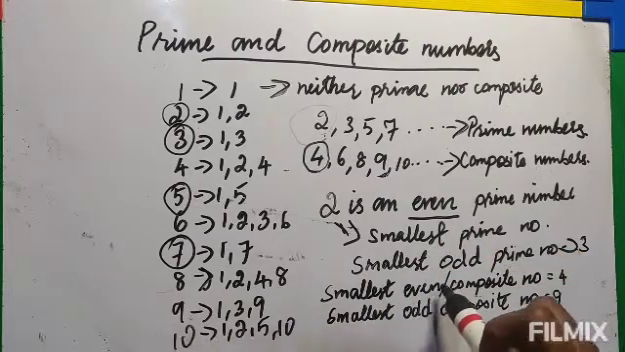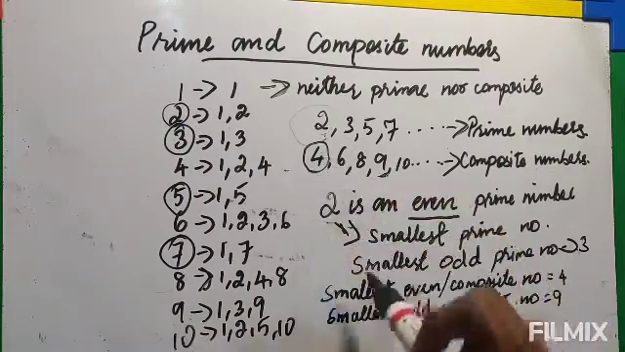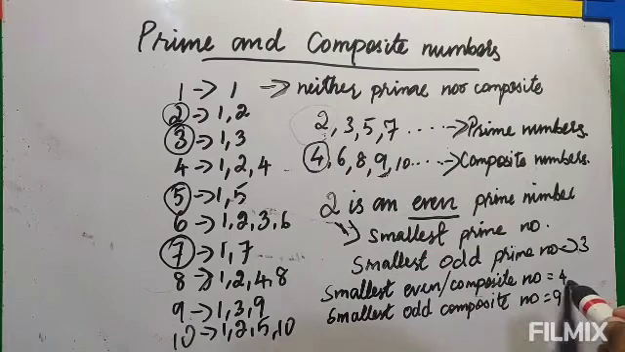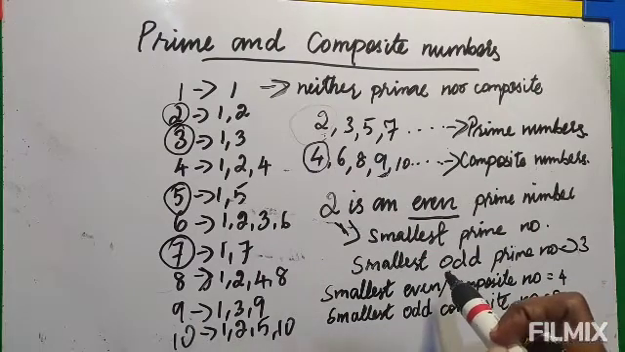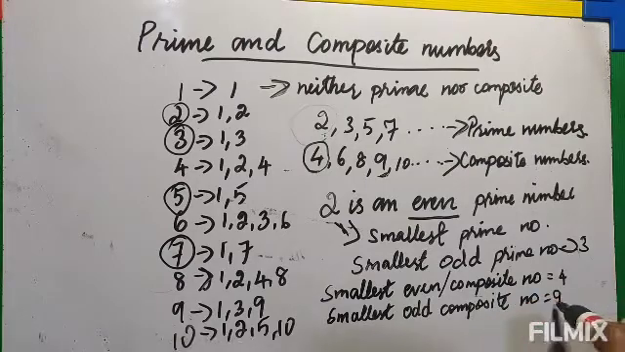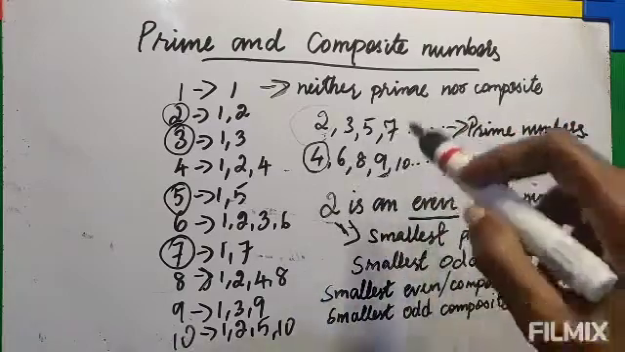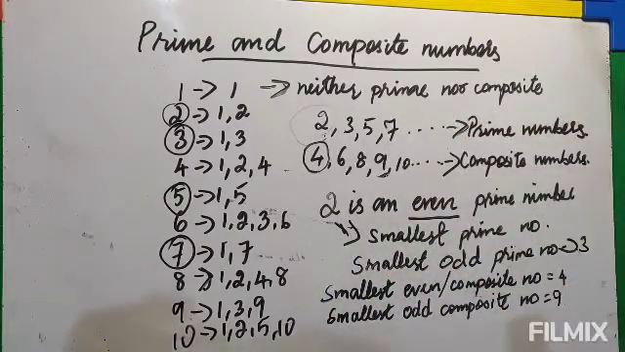Again, smallest even composite number, otherwise composite number, that is 4. Smallest even composite number is 4. This can also be asked as smallest composite number. Again, smallest odd composite number is 9. Okay, this can be asked in filling the blanks. Don't be confused, and just keep in mind.